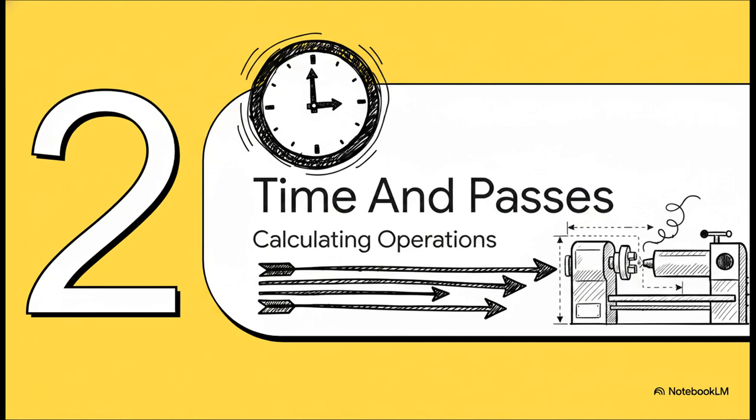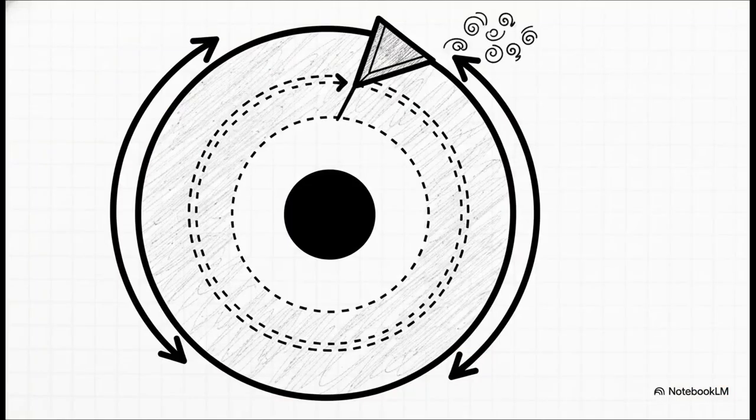Moving right along to Section 2, calculating time and passes. Now, the absolute crucial point here is that you almost never carve away all the necessary metal in one single go. Doing that would just destroy your tool or totally stall the machine. Instead, engineers calculate the required number of passes based on the starting diameter, the final target diameter, and that safe depth of cut, D, we just talked about. You literally take the total reduction in radius required and divide it by your depth of cut to find out exactly how many trips the tool needs to make across the surface.